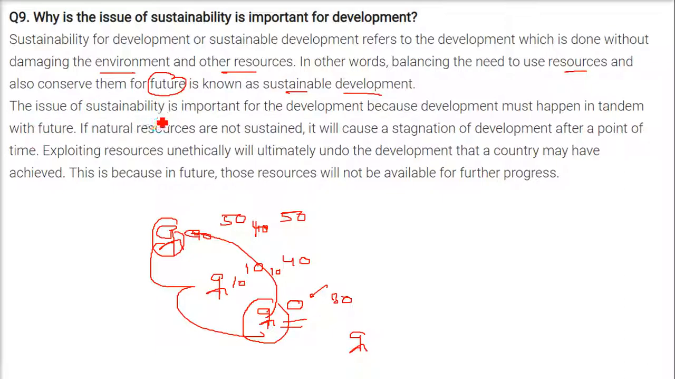So the issue of sustainability is important for development, because development must happen in tandem with the future. If natural resources are not sustained, it will cause stagnation of development, because without energy resources there can be no development. So there will be a stagnation of development after a point of time. Exploiting resources unethically will ultimately undo the development that a country may have achieved, because in future, those resources which are available right now will not be available for the next generation for further progress.